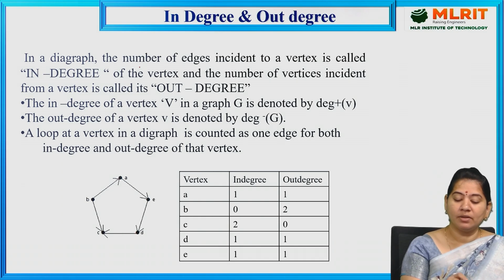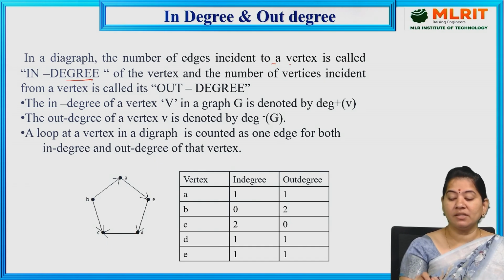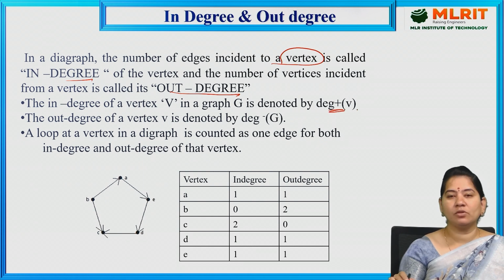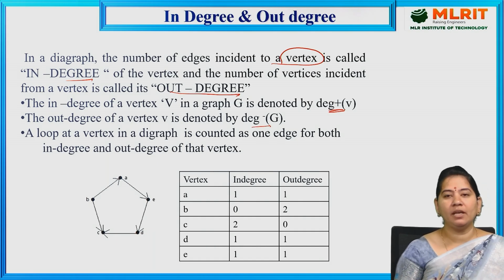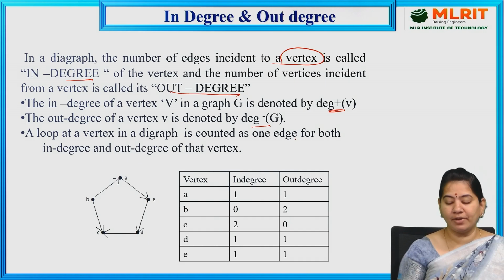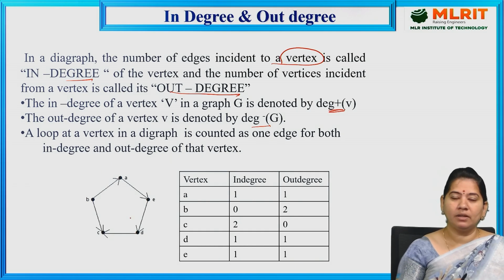In a digraph, the number of edges incident to a vertex is called in degree. The number of edges incident from the vertex, which is nothing but incoming and outgoing, is called out degree. The in degree of a vertex V in a graph is denoted by degree plus of G, which is positive. Out degree means it is going out from that vertex, which is degree negative of G. A loop at a vertex in a digraph is counted as one edge for both in degree and out degree of that vertex.